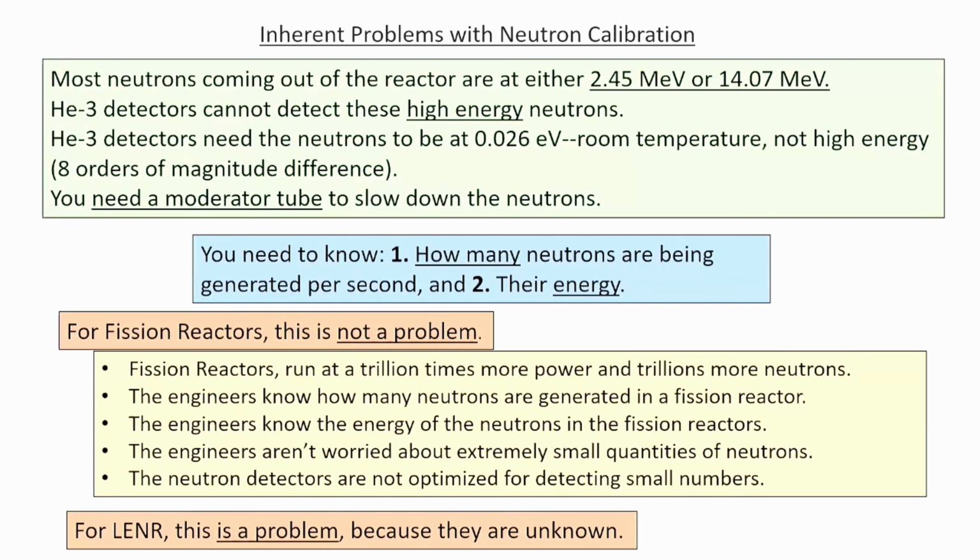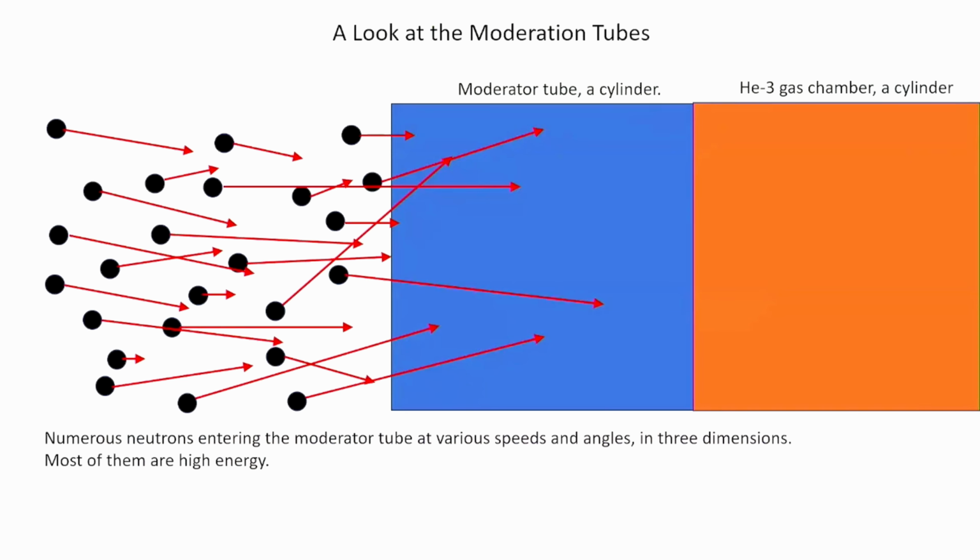However, for LENR, these two are a problem. We don't know what their energy is, and we don't know how many are being made. So it is a problem. I said I needed a moderator tube. Let's take a look at a moderator tube.